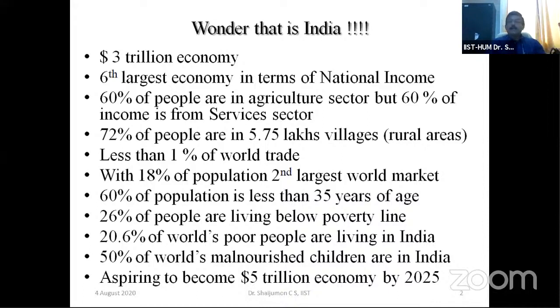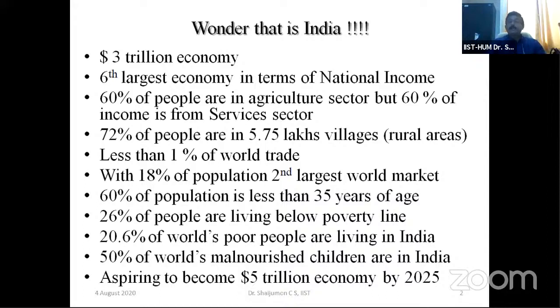On the one side, you have everything. On the other side, you just see the figures and wonder what is going on. One-fifth of the world's poor are living in India. 50% of the world's malnourished children are in India, which is aspiring to become a $5 trillion economy by 2025.